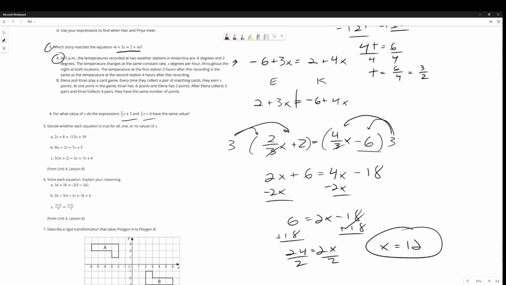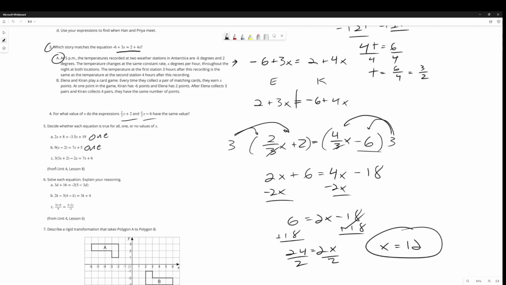All right. Number 5, decide whether each equation is true for all, one, or no values of x. So remember, first you want to look at whether your variables are the same. This one has 2 different variables right off the bat, so I know that's going to have one solution. This guy, if I distribute the 9, I get 9x minus 18, and over here I have a 7x, different variables, one solution.